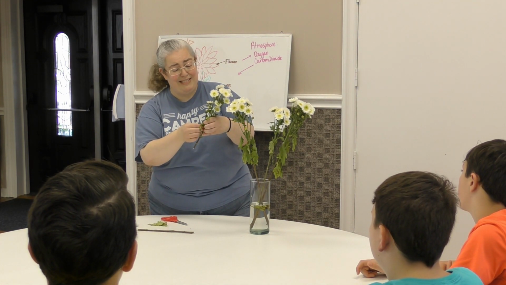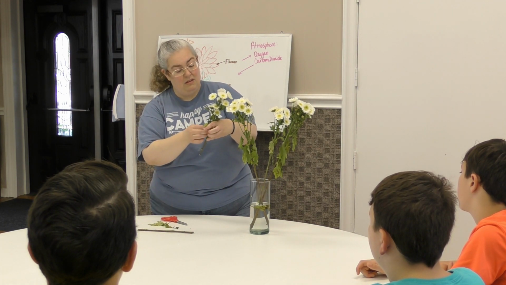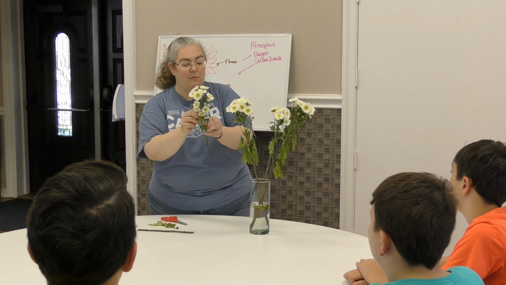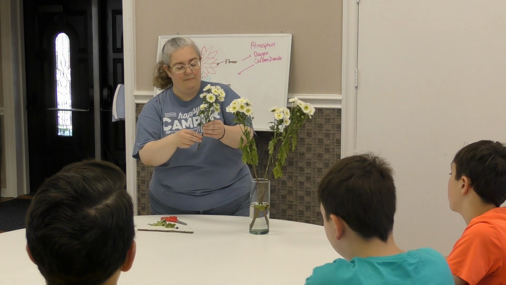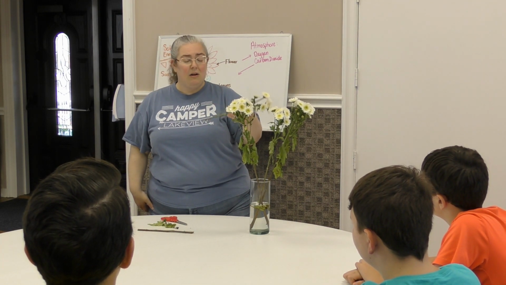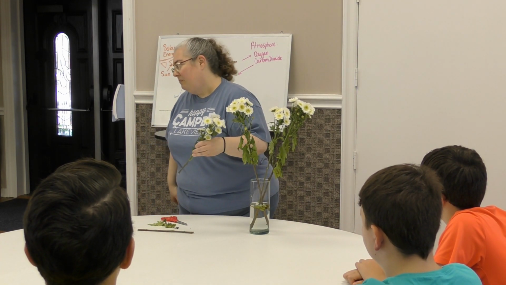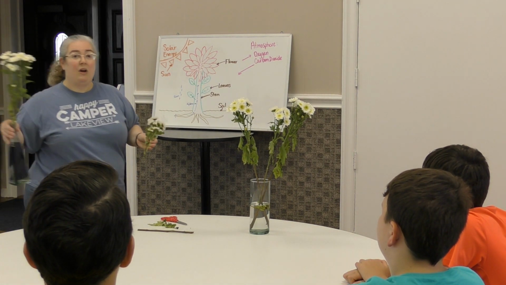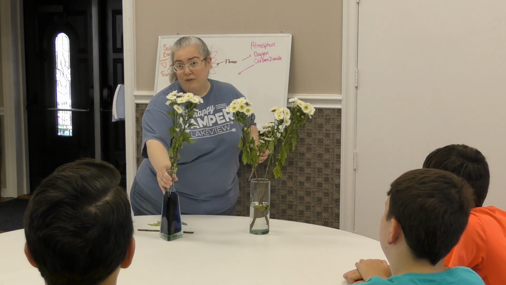Unfortunately, they're already dead once you've cut them. Okay, and you get them at the store. White is the best for this because it'll show the other colors that we're doing. But once you have these cut at an angle, you can cut them under the water or not. It's totally up to you. You're then going to put them into another vase or a cup that we're going to fill with food coloring.